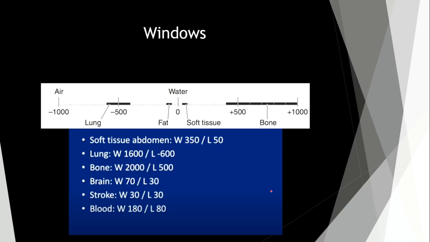This is again, I try to show you different windows. We have a level. It is the middle of our width here. If we take normal width, it's placed on 0. Our level is 0, and our width is 2000. You see here lungs. We take our level is -60, and our width 160 Hounsfield units.